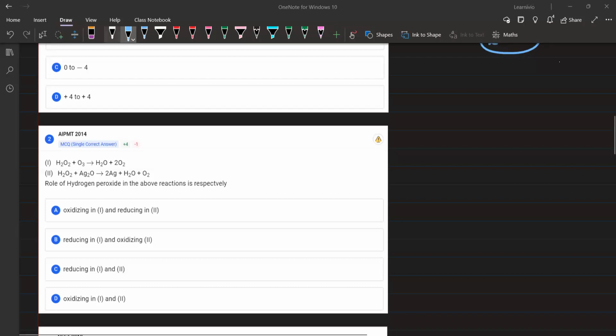Look at H2O2. So what is H2O2 doing here? H2O2 is getting converted to H2O. So what is happening with oxygen here? Oxygen in H2O2 will be having a -1 oxidation state. In H2O it will be having -2. So oxygen in the H2O2 species is getting reduced. If oxygen is getting reduced, it is therefore acting as an oxidizing agent. Yes or no?